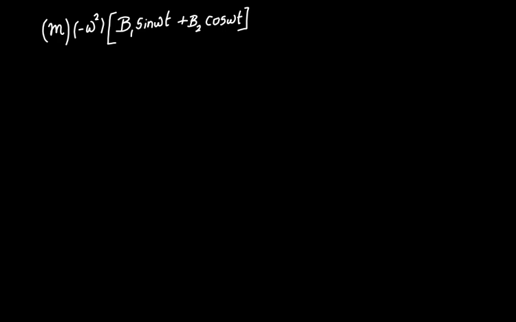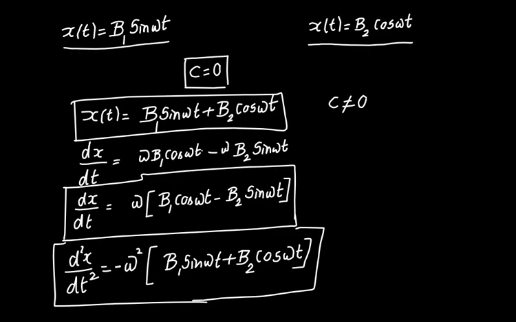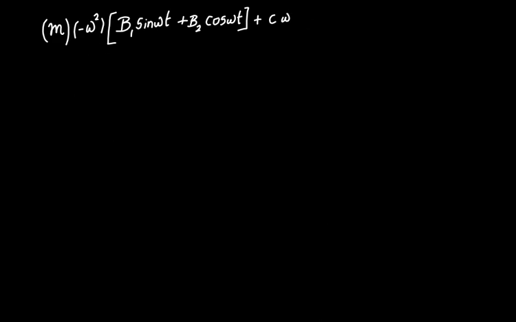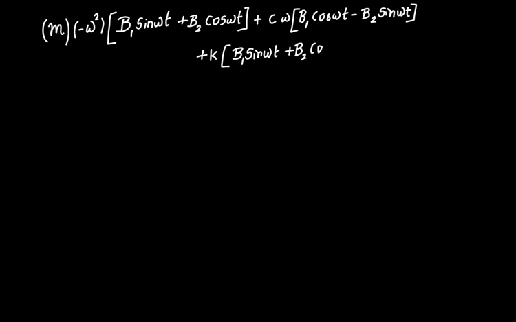plus c into dx over dt. And what is dx over dt? It's omega into b1 cos omega t minus b2 sine omega t, plus k into x. And you know what is x? It is b1 sine omega t plus b2 cos omega t.